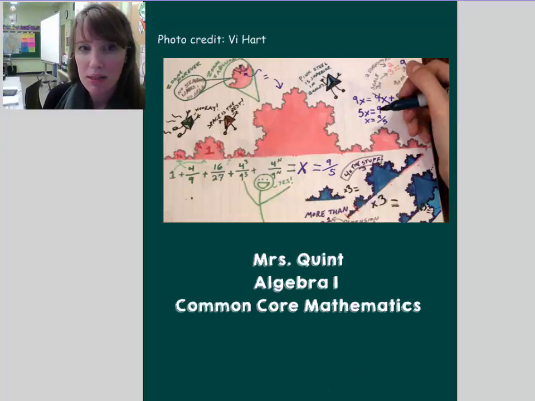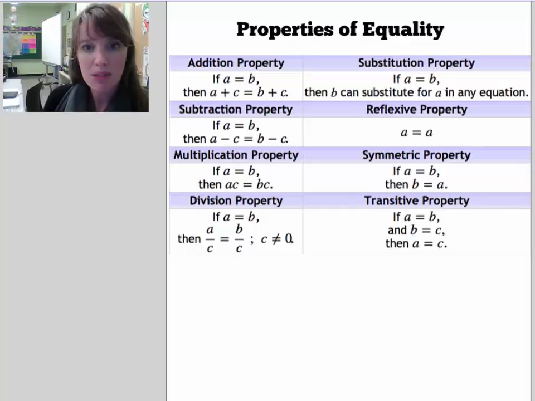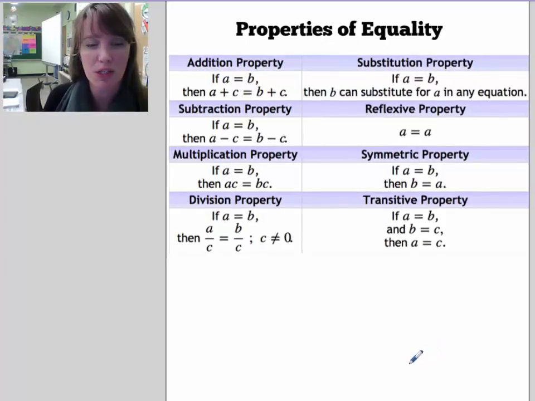Okay, welcome back. Today we're going to talk about properties of equality. Now, properties of equality is actually a funny lesson because it usually comes around this time after you've been solving equations for a little while, and you've actually been using these properties quite significantly when you solve equations, but you haven't really given them names. All right, so let's go ahead and give them some names here.